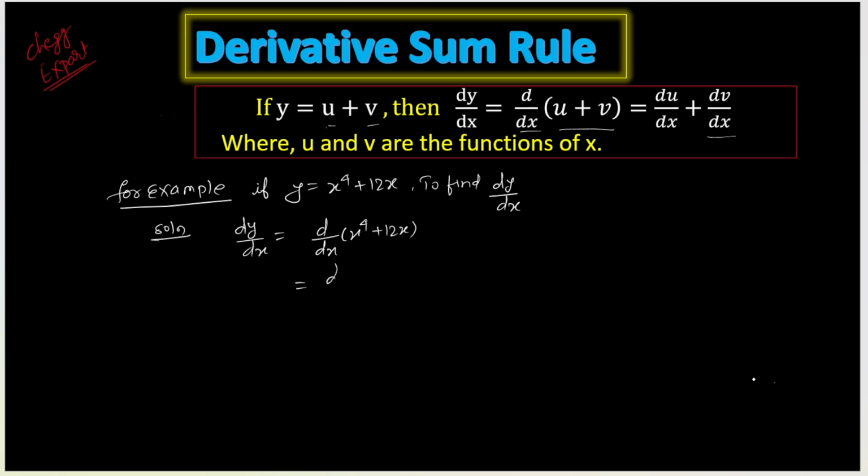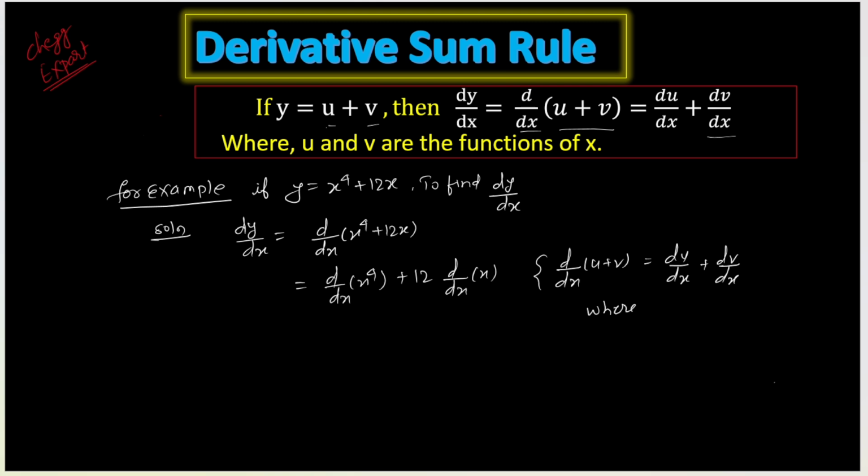So d by dx of x to the power 4 plus 12x, 12 is a constant, so write it outside, using this rule for dy by dx of u plus v is equal to du by dx plus dv by dx, where we have u is equal to x to the power 4 and v is equal to 12x.